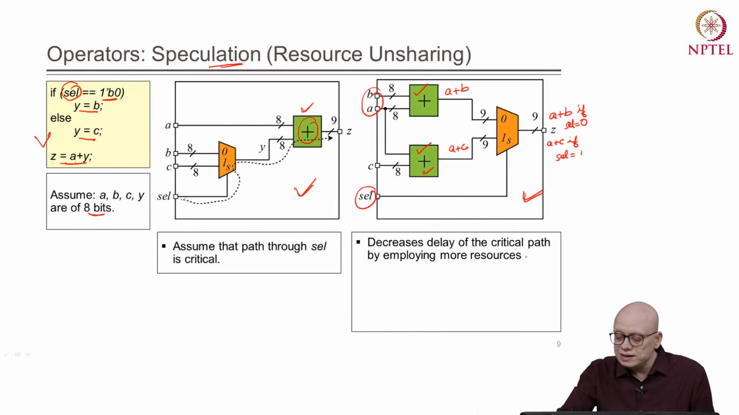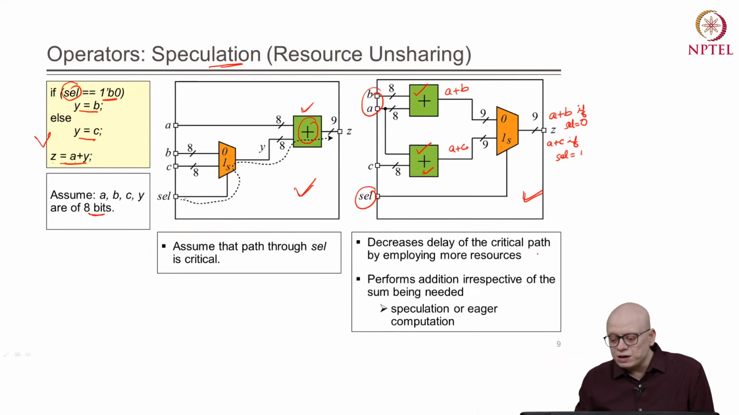So, it decreases the delay of the critical path by employing more resources. It performs addition irrespective of the sum being used. In this case, we are getting the result A plus B and A plus C without knowing whether we need A plus B or A plus C. Therefore, this is an example of speculation or eager computation. We are computing A plus B and A plus C without knowing what will finally be selected. So, it is a kind of eager computation.